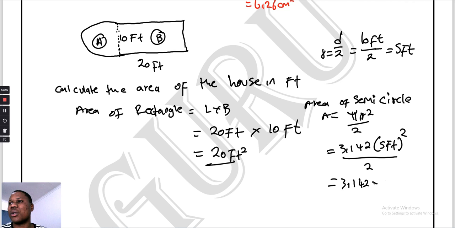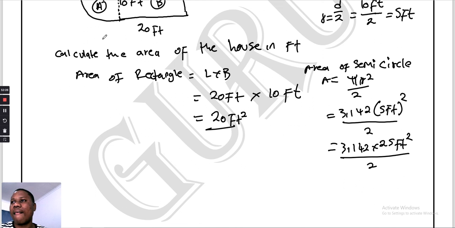Then we're going to write 5 feet to the power 2, divide everything by 2, because we have the semicircle. So you're going to have 3.142 multiplied by 5 squared. That gives us 25 feet squared. Divide by 2. Okay, so we're going to have 3.142 multiplied by 25. That gives us 78.55 feet squared. This was the area of a full circle. Then we divide it by 2, and that gives us 39.275. Okay, this was 200.